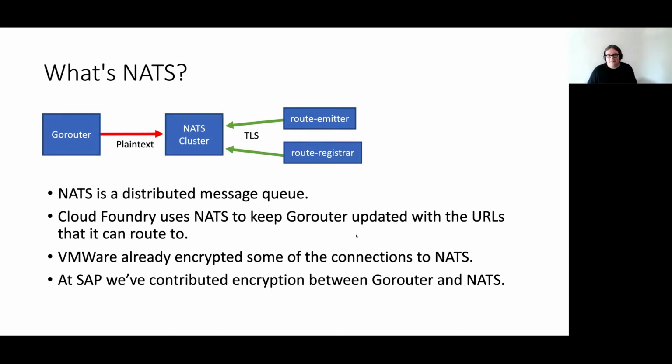So VMware have already done some of this encryption work. They've encrypted the connections from route emitter to NATs and from route registrar to NATs. But right now, in open source Cloud Foundry, GoRouter talks to NATs over plain text. This isn't user data. This isn't a terrible breach. What's in there is things like the names of all the host names used within Cloud Foundry. So, you know, it's not critical, but there's compliance advantages to not having to explain why this doesn't matter. And it is a basic expectation now to have everything encrypted.